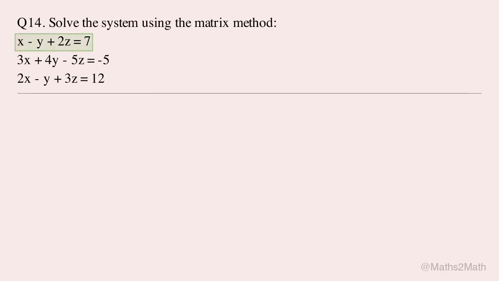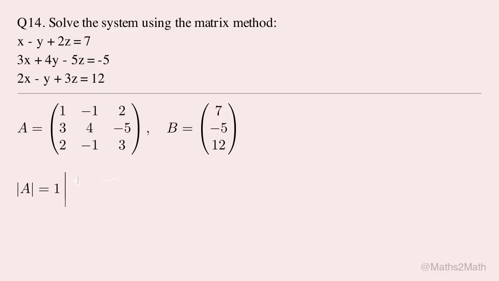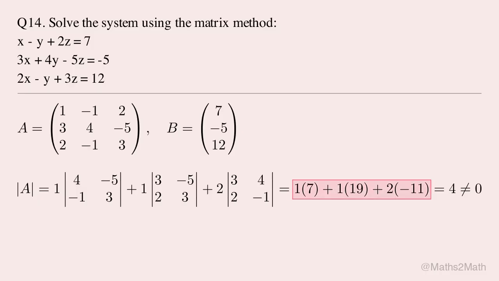Question 14. The determinant here is only 4, so the arithmetic in the final division is quick. Watch the larger cofactors in the middle row of the adjoint. Matrix form. Row 1 expansion. 1 times 7 plus 1 times 19 plus 2 times minus 11 gives 4.